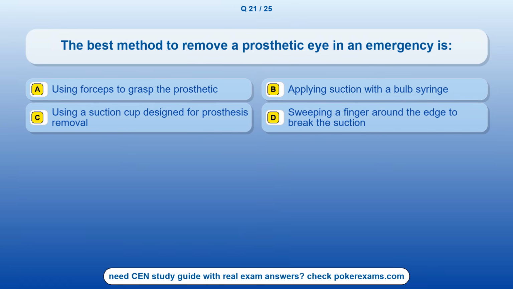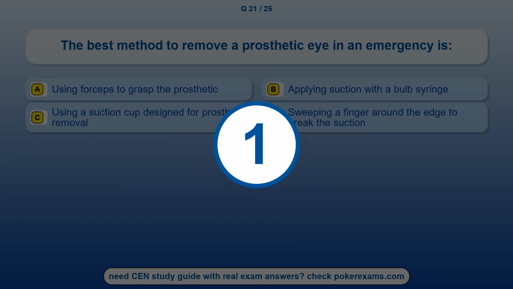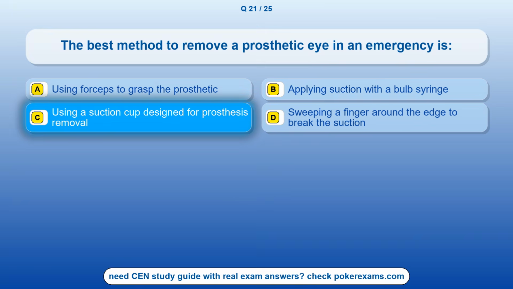Question 21. The best method to remove a prosthetic eye in an emergency is option A, using forceps to grasp the prosthetic, option B, applying suction with a bulb syringe, option C, using a suction cup designed for prosthesis removal, option D, sweeping a finger around the edge to break the suction. The correct answer is option C, using a suction cup designed for prosthesis removal.